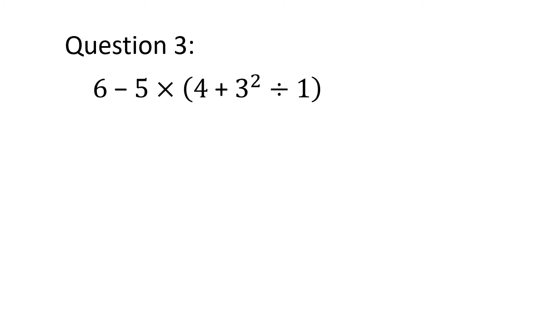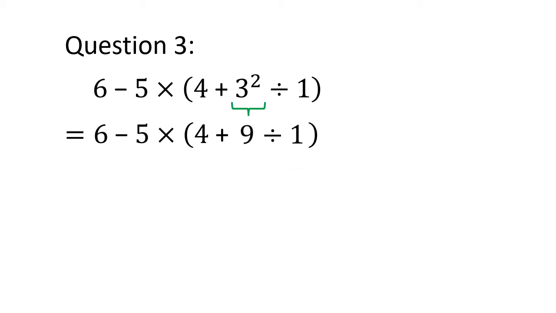Question 3 is 6 minus 5 times bracket 4 plus 3 squared divided by 1. There's a pair of brackets, and we have an exponent, division, and an addition inside it. Exponents are the strongest operation out of the 3 operations, so we need to calculate the exponent, which is 3 squared, first. Now 6 minus 5 times bracket 4 plus stays the same, and 3 squared is equal to 9, and divided by 1 is here.